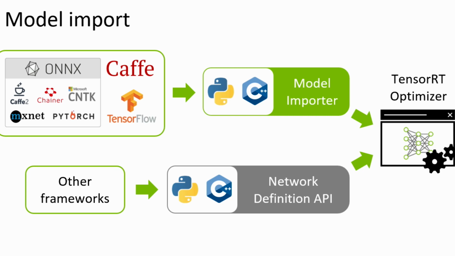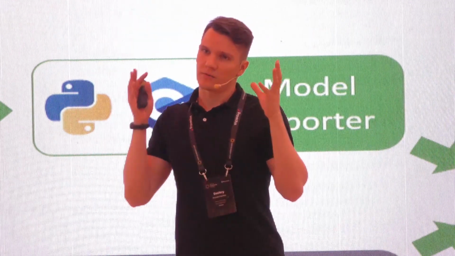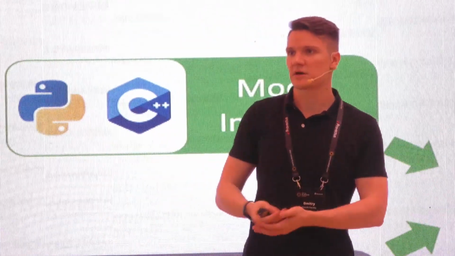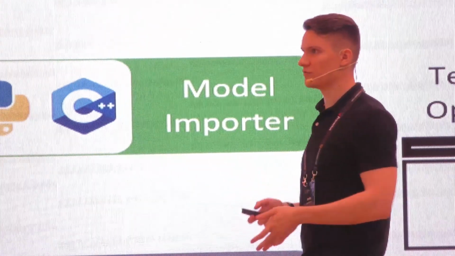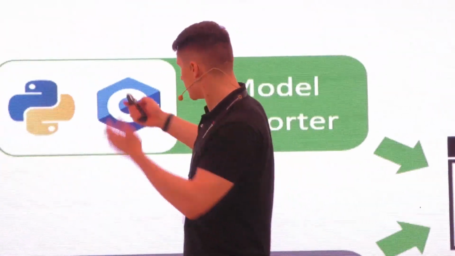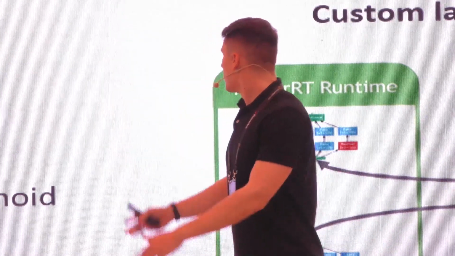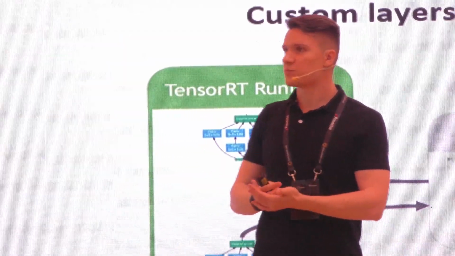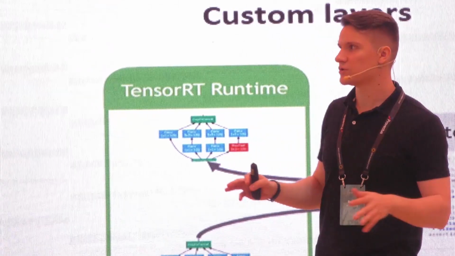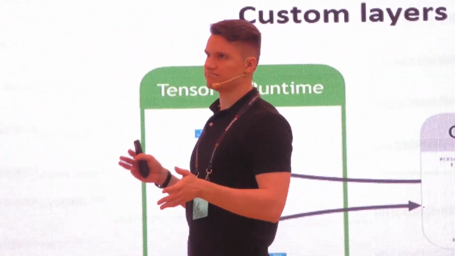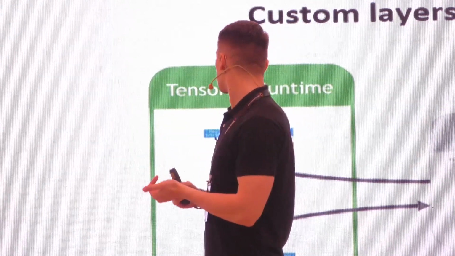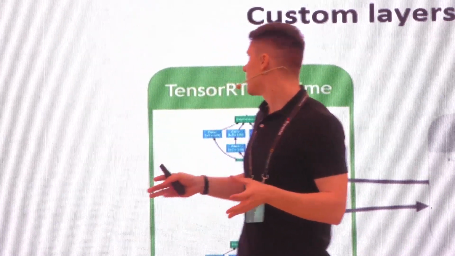So for both of these we have C++ and Python interface. I'll show you in the demo the Python interface. It's really simple, just a couple of lines of code. So this is how we import models. Then we have a list of supported layers, almost everything which we need for computer vision, NLP, natural language processing, and other things.